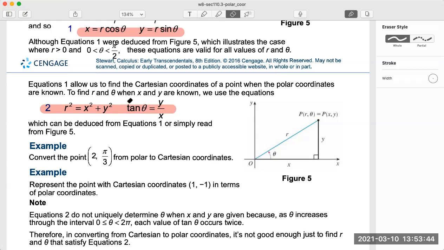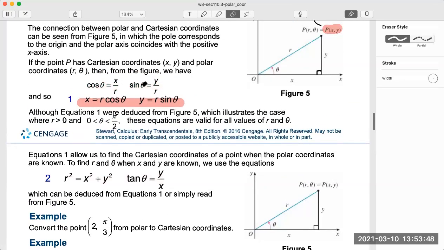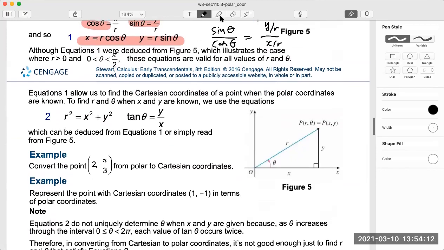We have this relation because you can take a look at this equation here, right? We take this equation and divide both sides: sine theta divided by cosine theta will be y over r divided by x over r. Therefore, we have this relation. Okay.